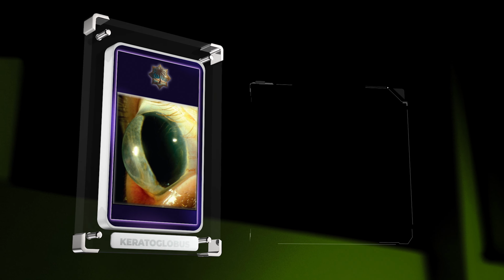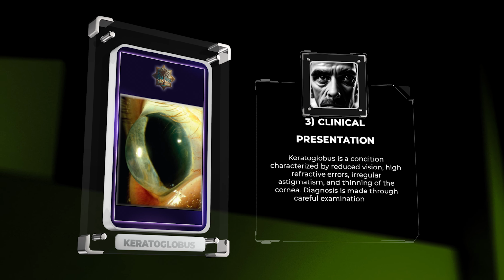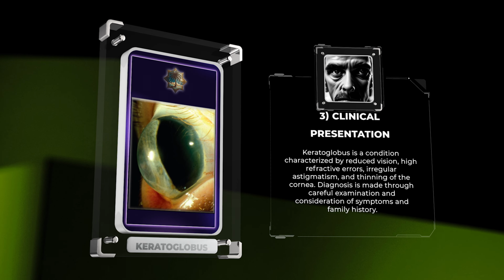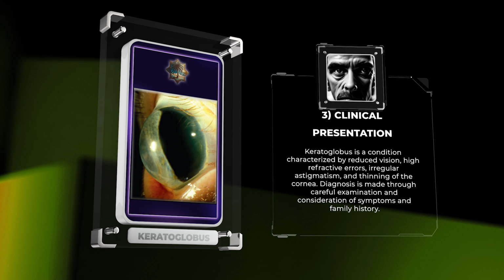Keratoglobus is a condition characterized by reduced vision, high refractive errors, irregular astigmatism, and thinning of the cornea. Diagnosis is made through careful examination and consideration of symptoms and family history.